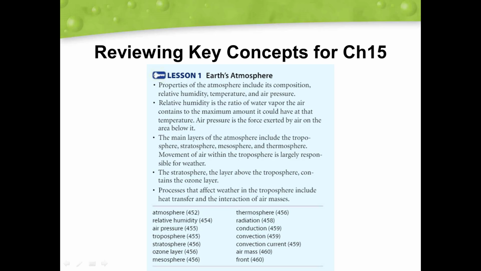Next, the main layers of the atmosphere include the troposphere, stratosphere, mesosphere, and thermosphere. Movement of air within the troposphere is largely responsible for our weather. Next, the stratosphere, the layer above the troposphere, contains the ozone layer. The ozone layer is responsible for helping us deflect the harmful effects of UV radiation.